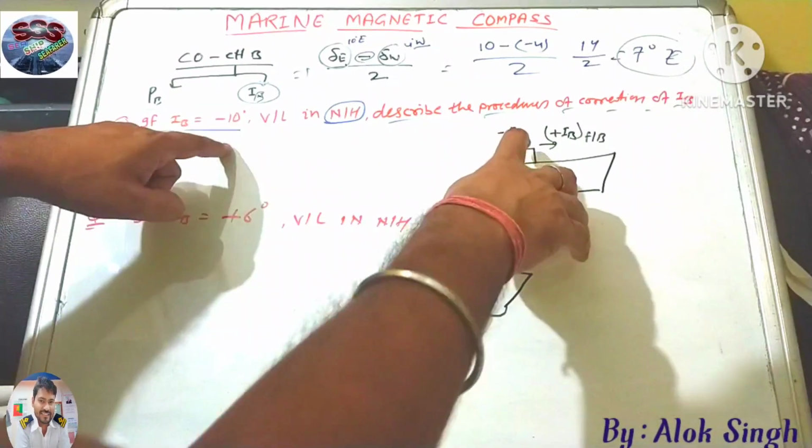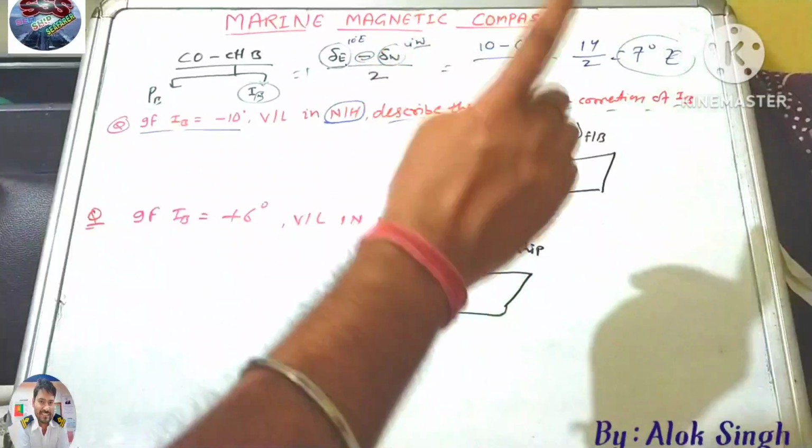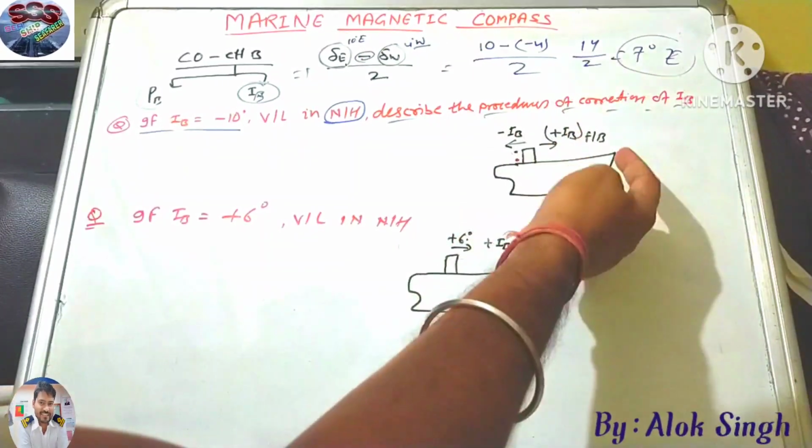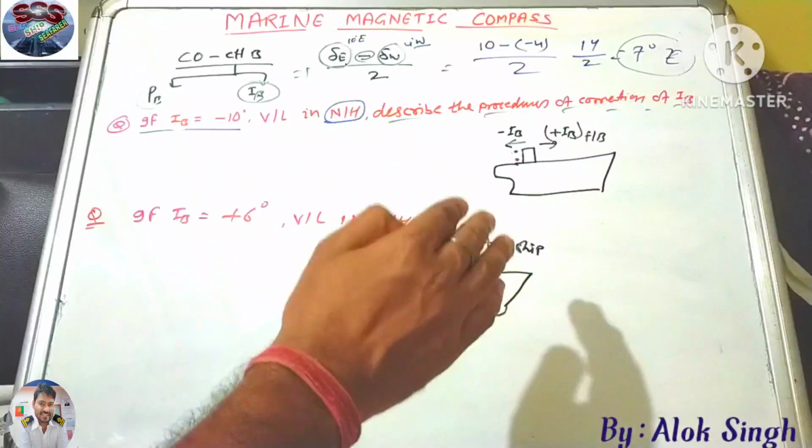So this minus IB is because of the ship. Now how to correct this? Now we have to put the flinder bar. Where to put the flinder bar? On the forward bar. So plus IB we have to create on the same.